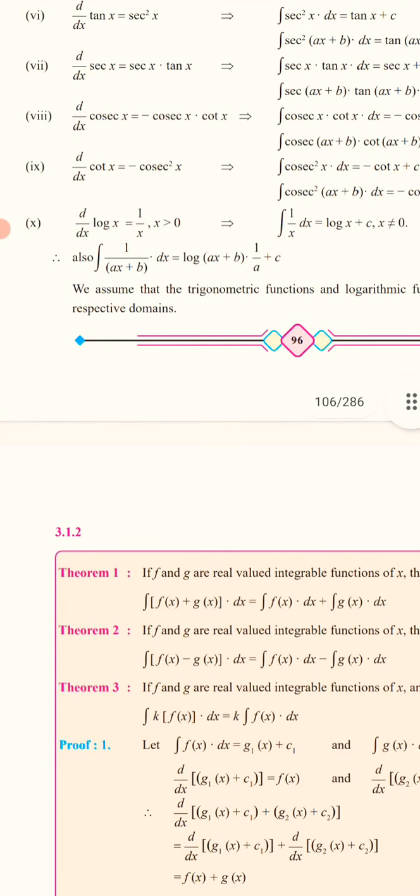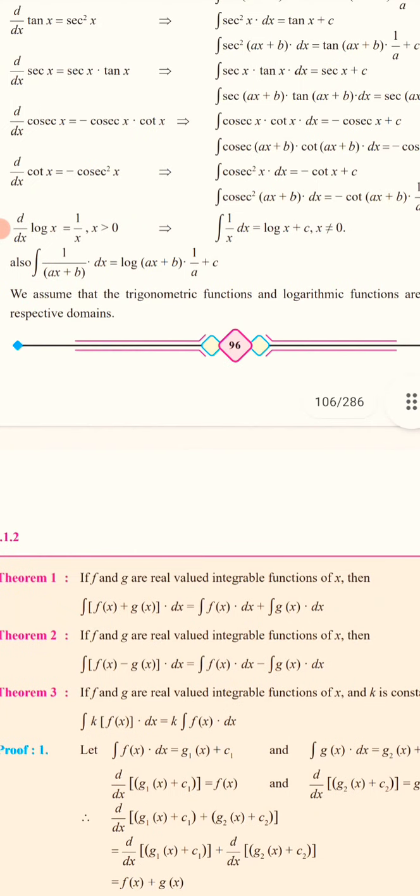Some theorems are there. If f and g are real valued integrable functions of x, then integration of f of x plus g of x dx is equal to integration of f of x dx plus integration of g of x dx. Here we are separating the terms. In the integration of f of x plus g of x, bracket complete, two terms are there, and we take the separate integration for each and every term. So that's why we get integration of f of x dx plus integration of g of x dx.